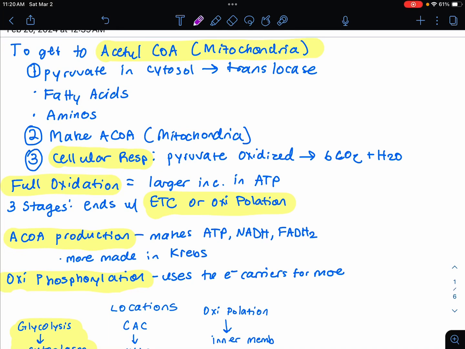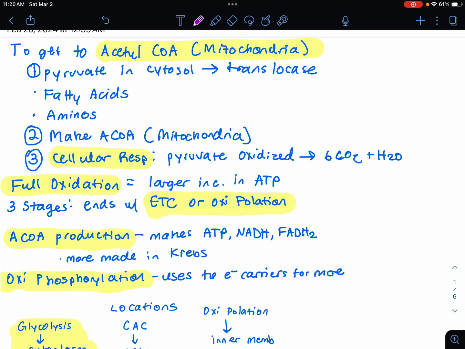Hello everyone, this is going to be for Biochem 2. This is going to be that pyruvate transition into acetyl CoA. This is going to be just the lecture notes, and the other video will be just steps of this pyruvate conversion to acetyl CoA. So let's get to the lectures that the professor gave us.